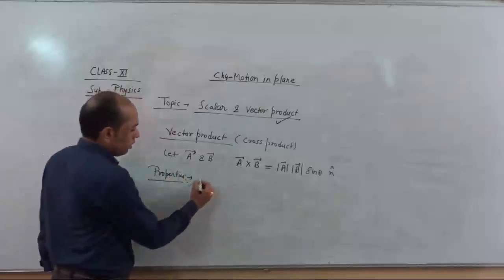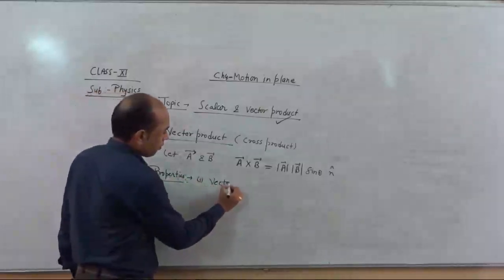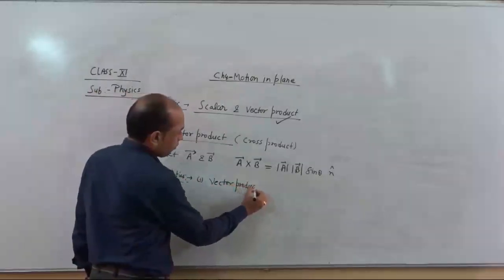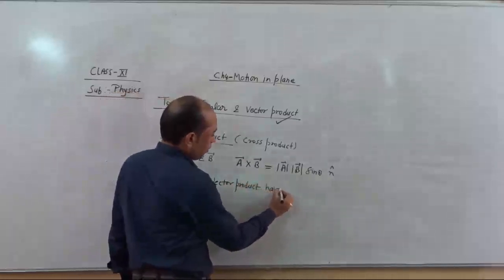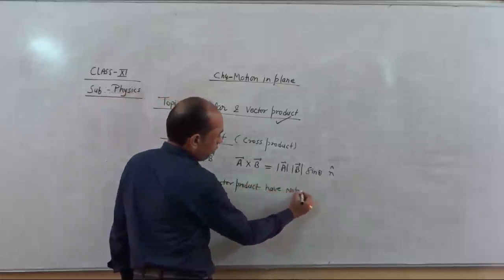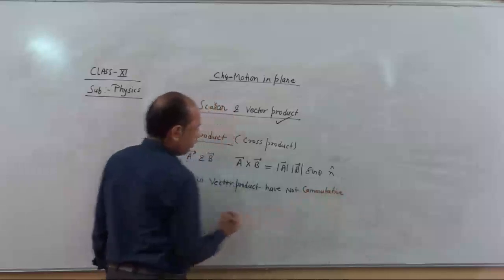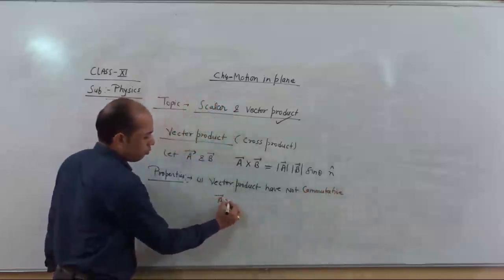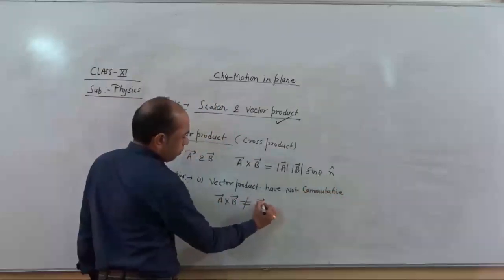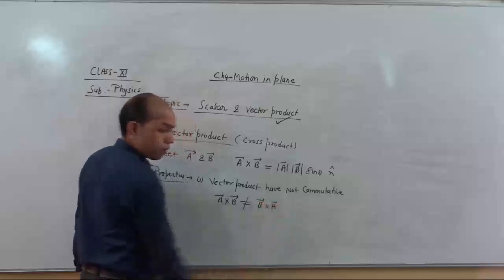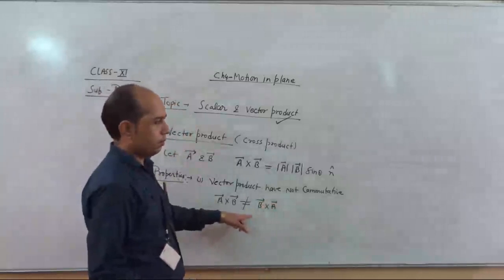So number one: vector product is not commutative. That means when we take the product A cross B, this is not equal to B cross A. So here a negative sign is there.